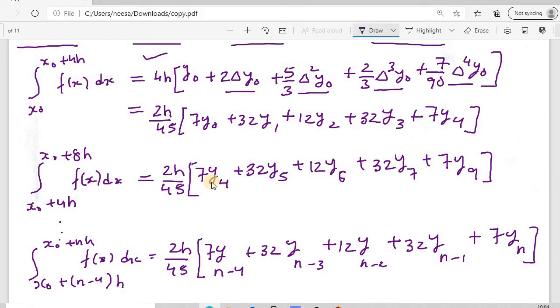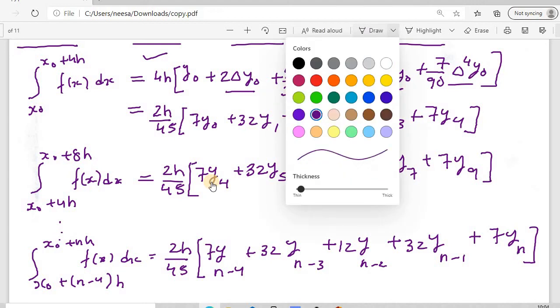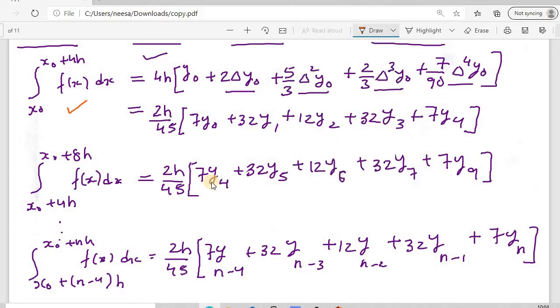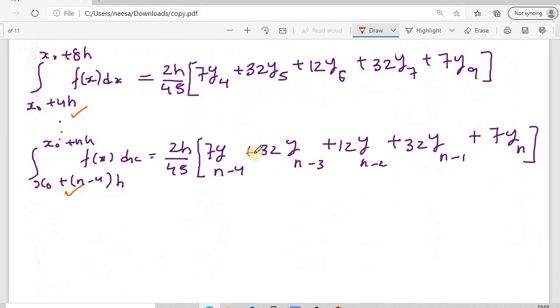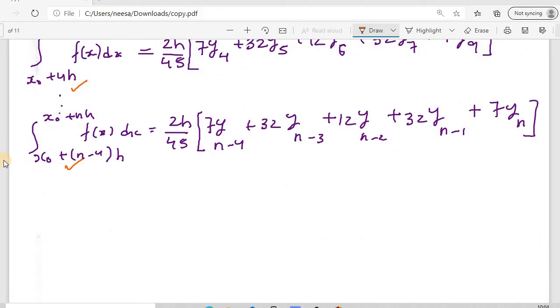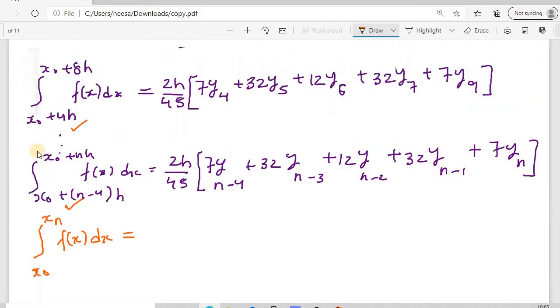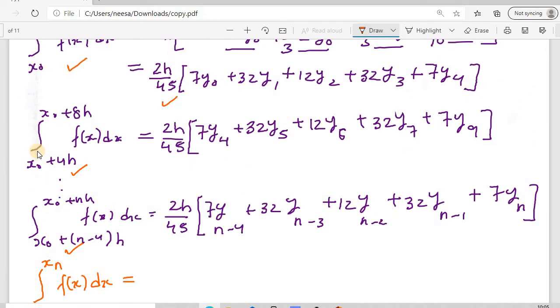Just by summing up these left side values, like we'll sum this, this, and this, we'll get the larger interval, the integral from x0 to xn of f(x) dx. So let me write it here. On the left hand side, we'll get the integral from x0 to xn of f(x) dx. And on the right hand side, we can take these terms common. As we can see, 2h by 45, 2h by 45, we are taking these terms common. So this will be 2h by 45.